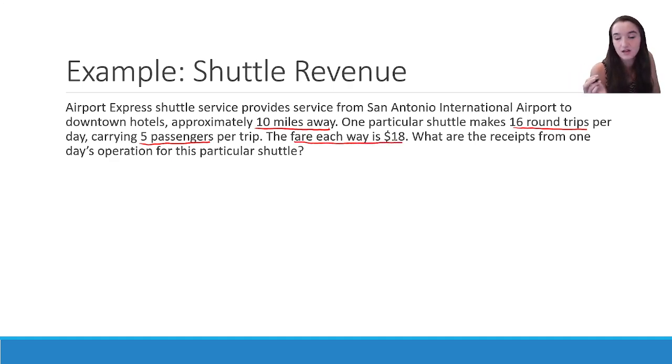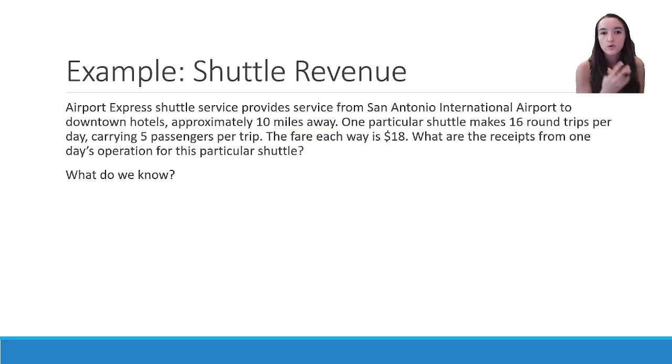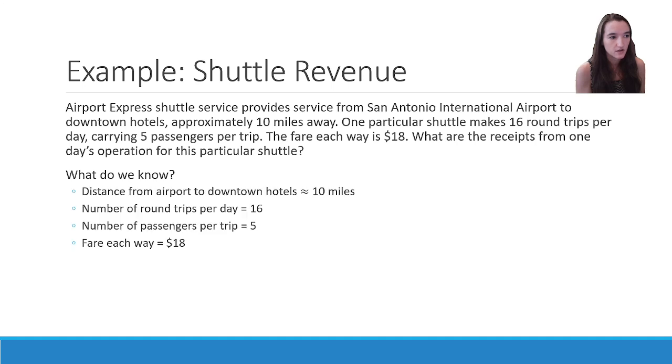Okay. And then I'll often circle generally what we're looking for, or what the question is, not the whole question. Try to simplify it down. So we're looking for receipts. Okay. For one day. All right. So what do we know? We know all those things I underline. The distance from the airport to the downtown hotels is 10 miles. The number of round trips per day is 16. The number of passengers per trip is 5. The fare each way is $18. What do we need? Total fare received in one day. That's what I circled, right?